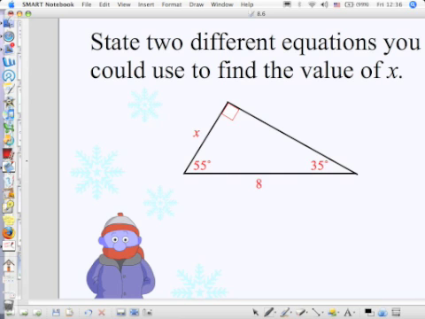Do the same thing for this one. Come up with the two different equations that you could use. First one uses the 55-degree angle. The second one uses the 35-degree angle.